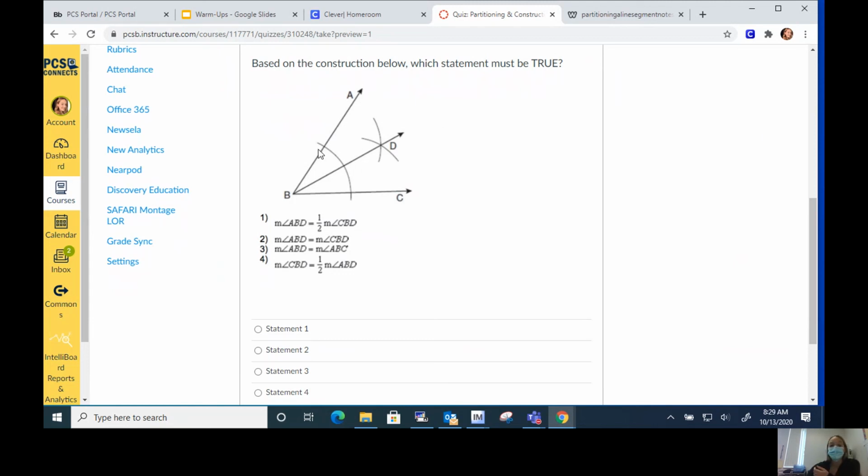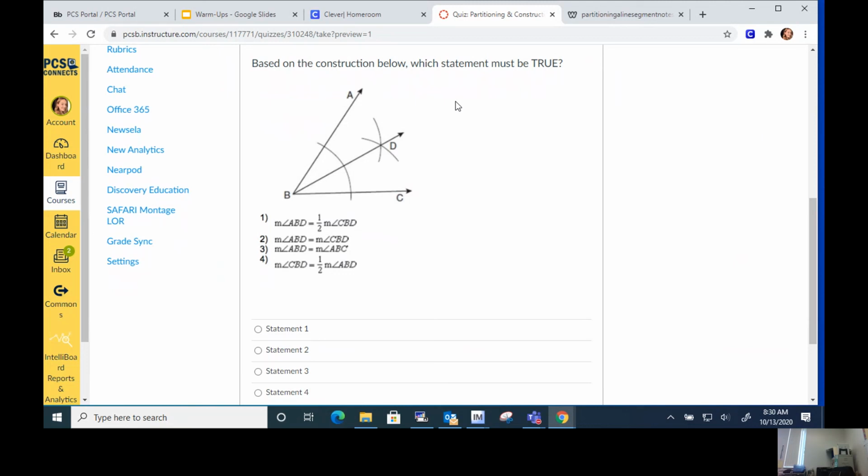So it's saying if I have this whole angle ABC, I'm going to cut it in half with this line BD. So if I'm cutting the angle in half, right? Here's my whole angle right here. Let's say my whole angle was 100 degrees.